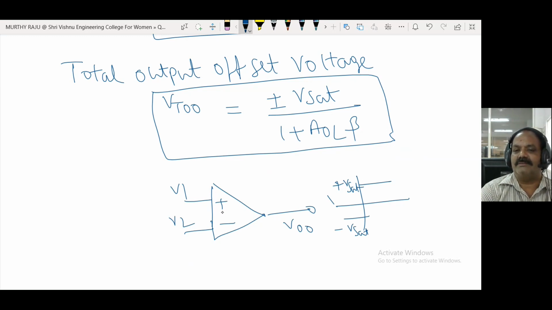In case negative feedback is applied, the desirable value of the output offset voltage must be 0. Ideally, practically it is not possible, so it must be decreased. Therefore, the total output offset voltage is decreased by a factor 1 plus AOL into beta, giving plus or minus Vsat by 1 plus AOL into beta.